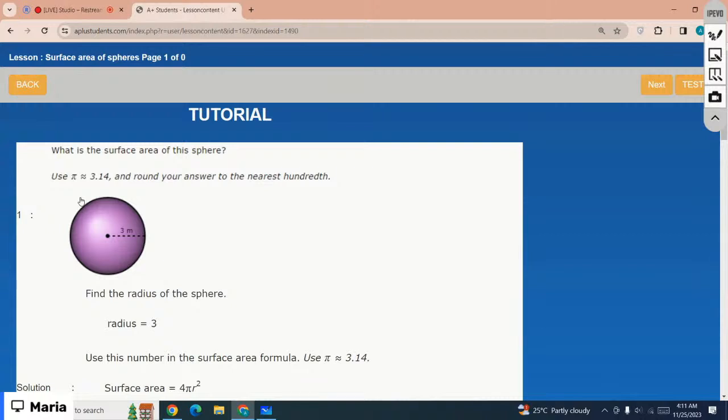So you are given a radius, right? Whenever we have to calculate the surface area of the spheres, we have to use the formula, that is 4 pi r square, right? Okay, to calculate the surface area of the sphere is 4 pi r square. So here the radius is 3. So just put in the values, that is 4 times 3.14 times 3 square.